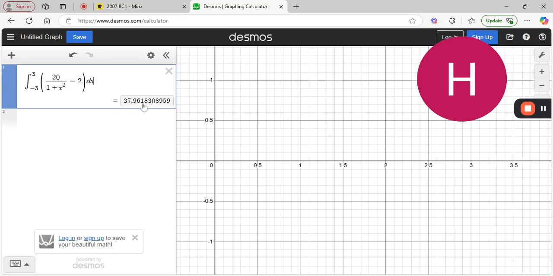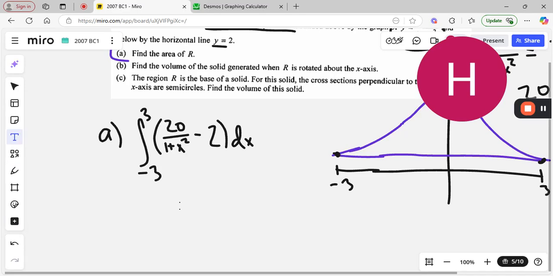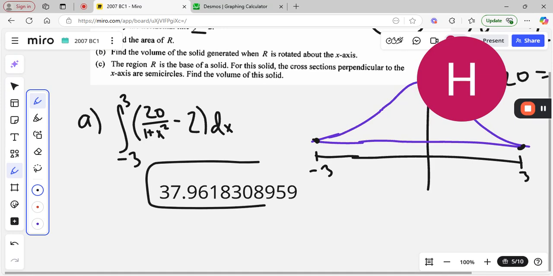and you get your answer, 37.96. 18308959. See if we can copy and paste that here. There's our value. See how fast we can do this with Desmos. We can definitely do some of these things pretty quickly.